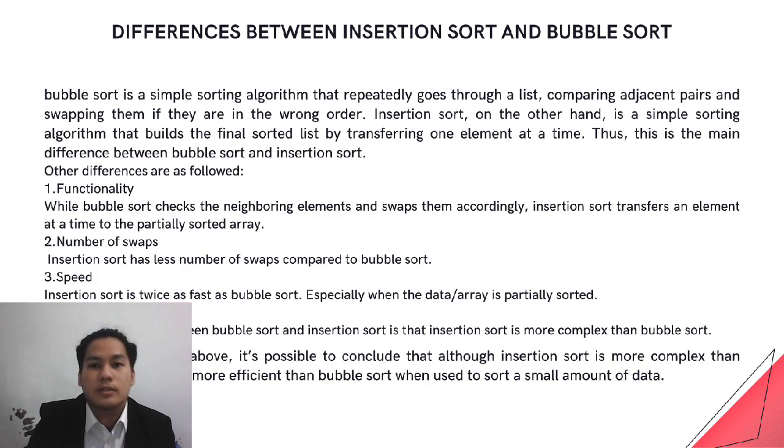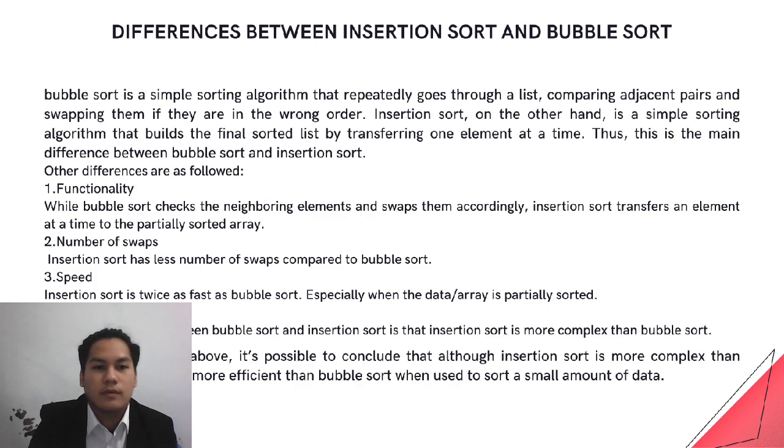Differences between insertion sort and bubble sort. Bubble sort is a simple sorting algorithm that repeatedly goes through a list, comparing adjacent pairs and swapping them if they are in the wrong order. Insertion sort, on the other hand, is a simple sorting algorithm that builds the final sorted list by transferring one element at a time. This is the main difference between bubble sort and insertion sort.